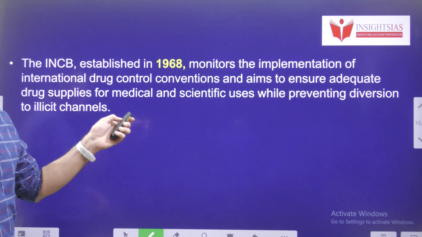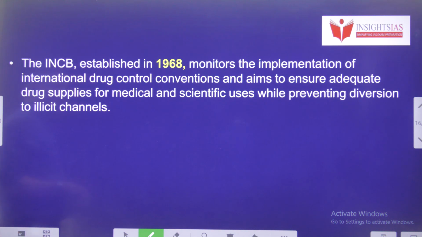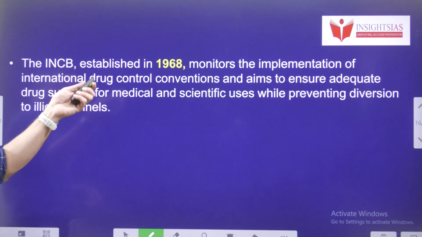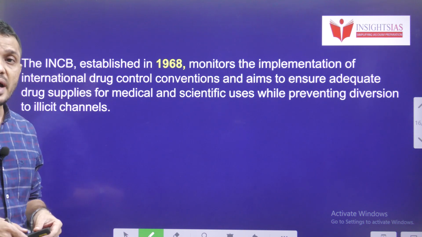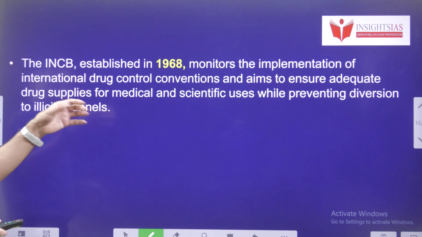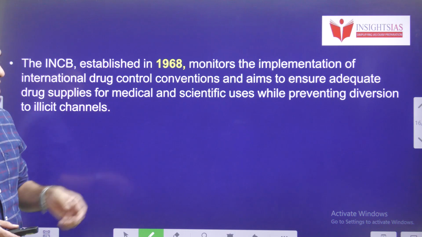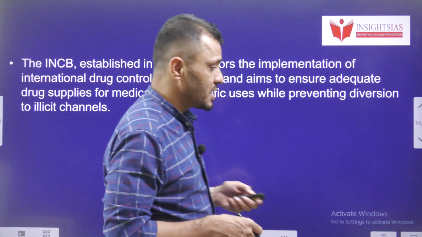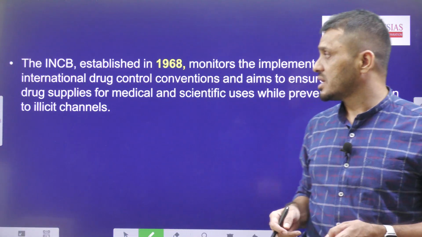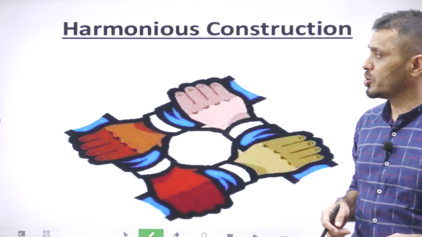The INCB was established in 1968, and it monitors the implementation of the International Drug Control Conventions. It ensures adequate drug supplies for medical and scientific uses, and it also prevents the diversion of drugs to illicit channels. So this is regarding the International Narcotics Control Board.